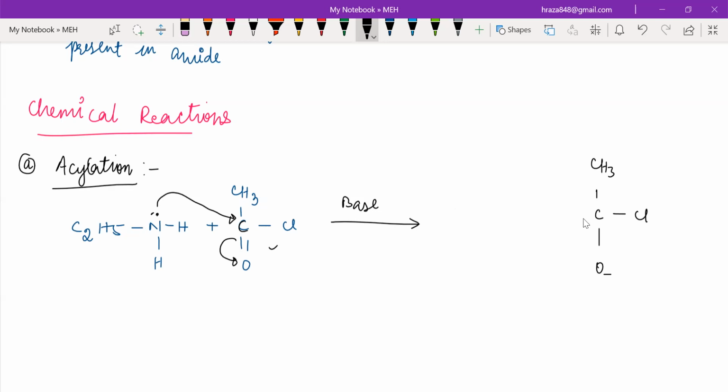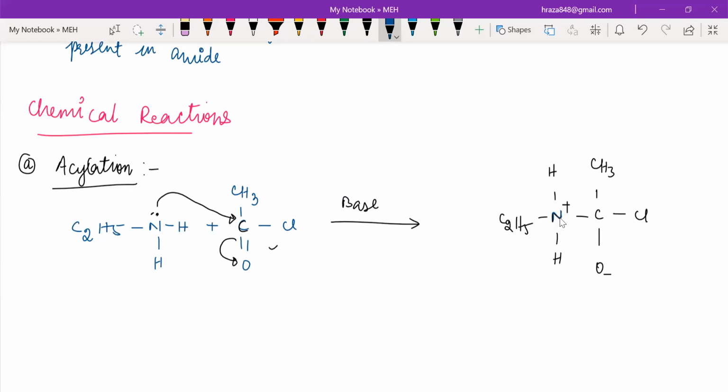Now this nitrogen attacked on carbon, so nitrogen and two hydrogen with nitrogen were present. And since nitrogen donated one of its electron to the carbon, it will have a positive charge. Yes or no? Please do let me know. Yes, sir.